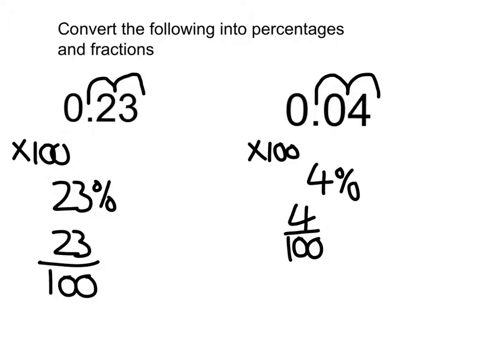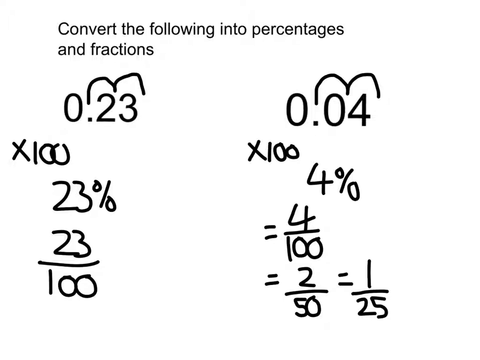And then we look to simplify. Now, 4 and 100 are both even numbers, so 2 divides into both of them. So 4 divided by 2 is 2. 100 divided by 2 is 50. These are again still even numbers, so 2 divides into both of them. So 2 divided by 2 is 1. 50 divided by 2 is 25. And that is as simple as we can get.